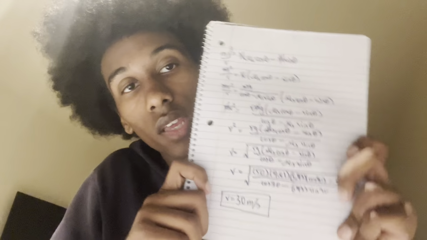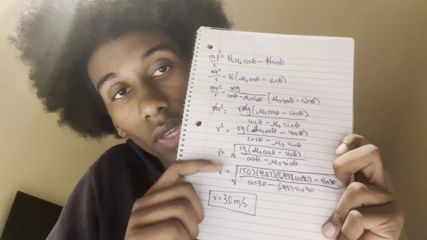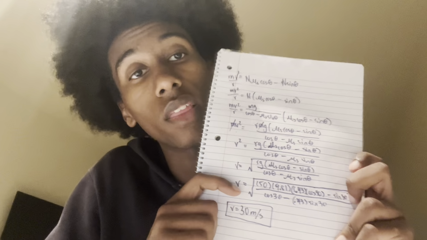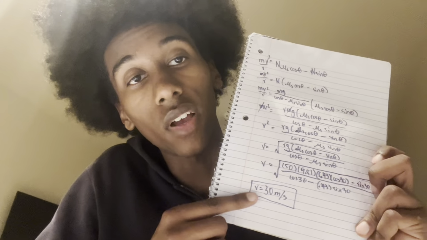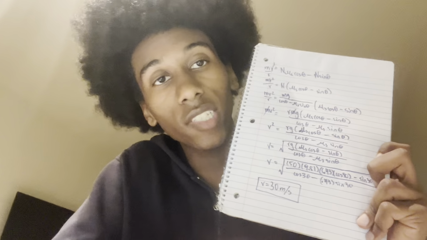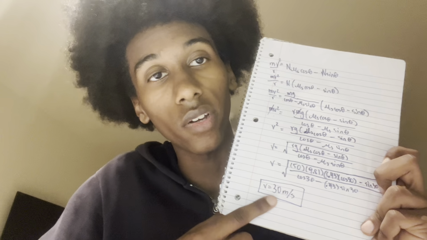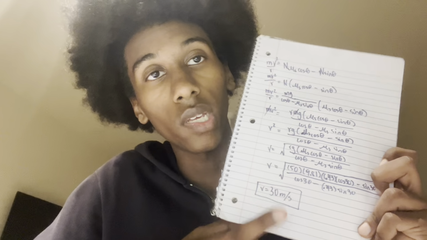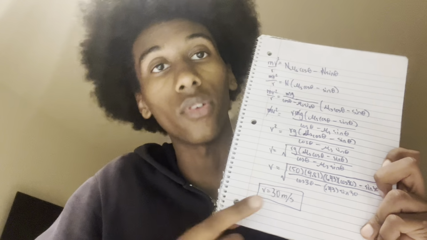So I'm going to crunch these numbers and come back. All right, after plugging in our numbers and using radians rather than degrees, I found that the velocity, well rather the maximum speed at which the car does not slide up the ramp, is going to be around 30 meters per second, plus or minus maybe 2 or 3 meters per second. Thank you.